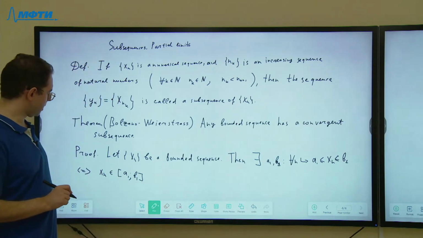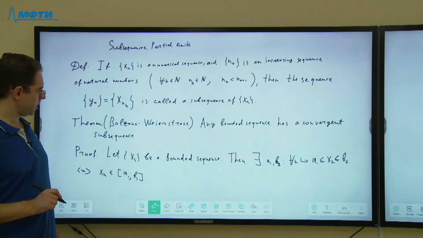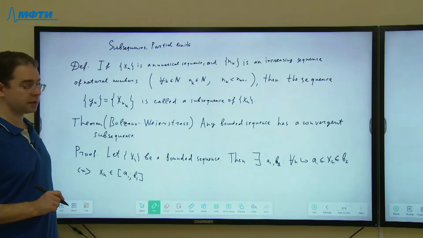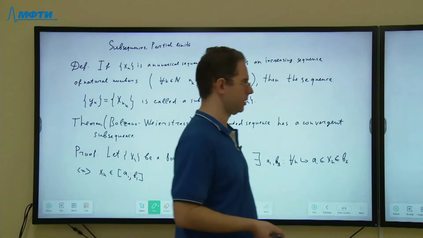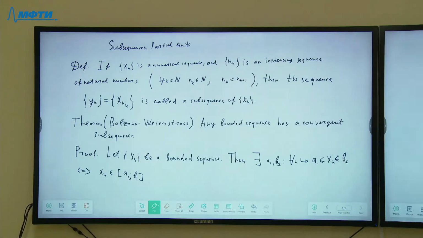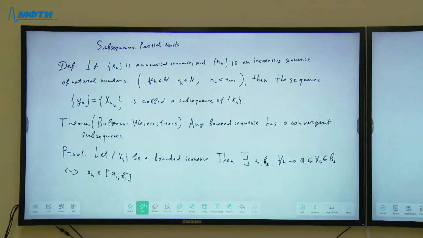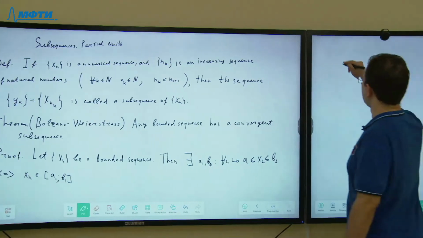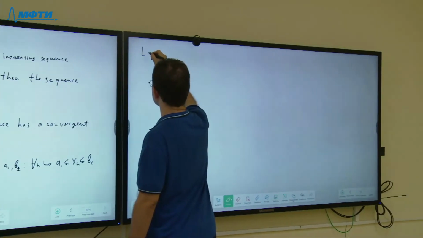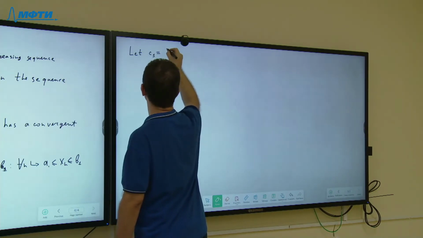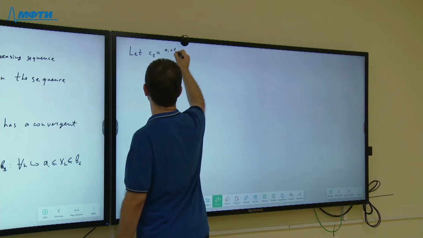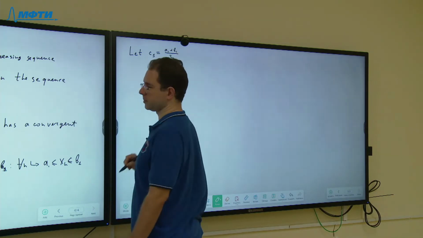So all of the terms of my sequence lie in this closed interval. So this is just from being bounded. Let's construct a point C1, which is (A1 plus B1) divided by 2.